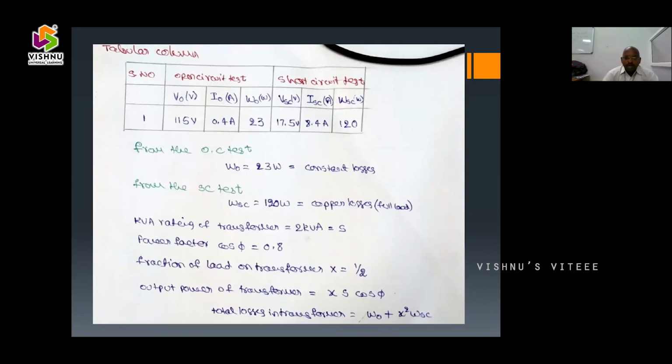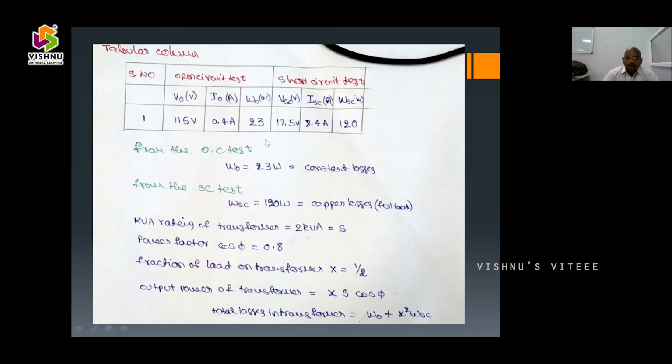Here is one small calculation of how to calculate the efficiency of a particular transformer from the tabular column readings. In this tabular column, the open circuit test readings are V naught, I naught, W naught, and the short circuit test readings are VSC, ISC, WSC.